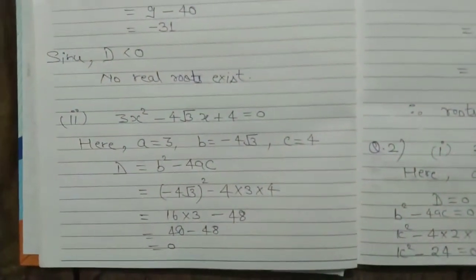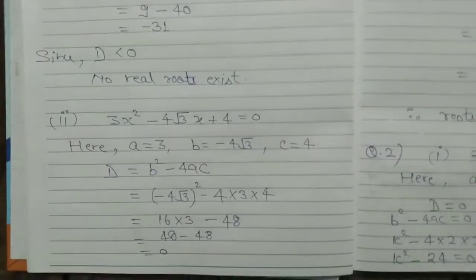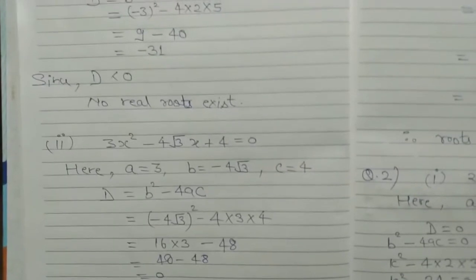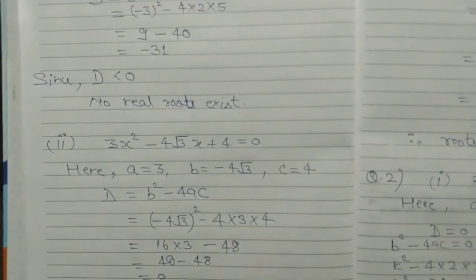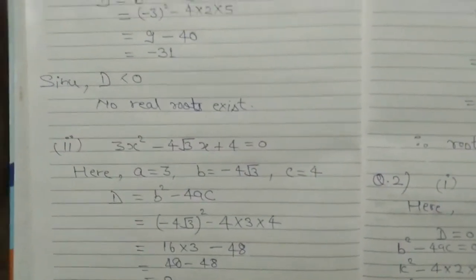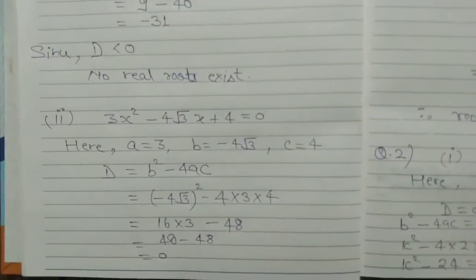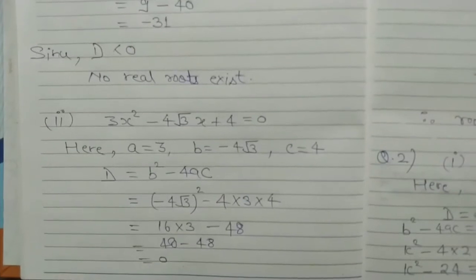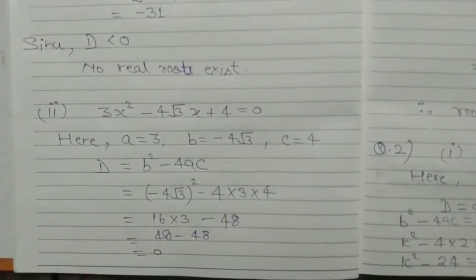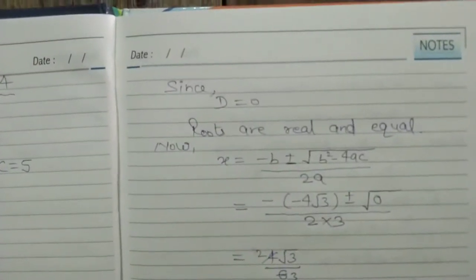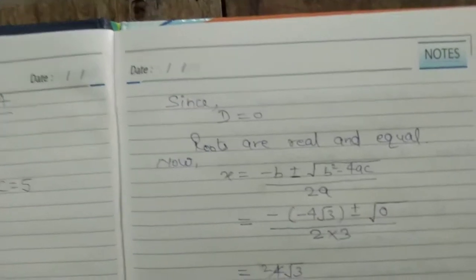Now see part second. In part second, the quadratic equation given is 3x square minus 4 root 3 x plus 4 equals to 0. A is 3, b equals to minus 4 root 3 and c is equal to 4. So first of all find D. D means b square minus 4ac. Substitute the values of b, a and c in the formula. On solving, the value of D will come 0, okay. Since D is equal to 0, it means roots are real and equal. So first part is done.